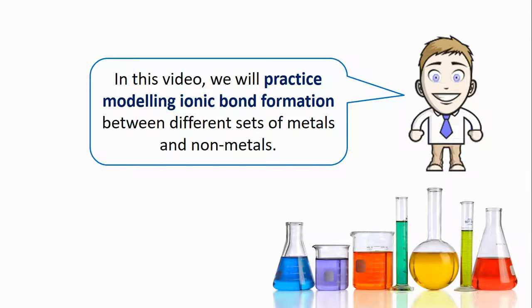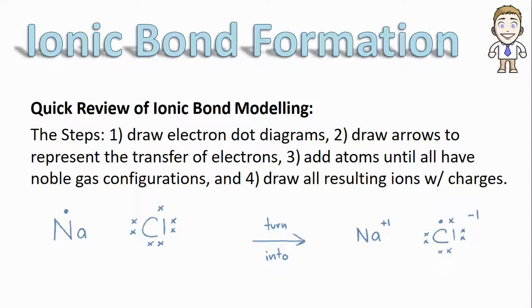Everybody, thanks for watching. This video is going to give you a chance to practice creating ionic bond models for different sets of metals and nonmetals. Remember from the last video, I gave you a few simple steps for how to create these models, starting with electron dot diagrams, followed by drawing in arrows to show the transfer of electrons, adding additional atoms if you need, ending with the resulting ions and their charges.